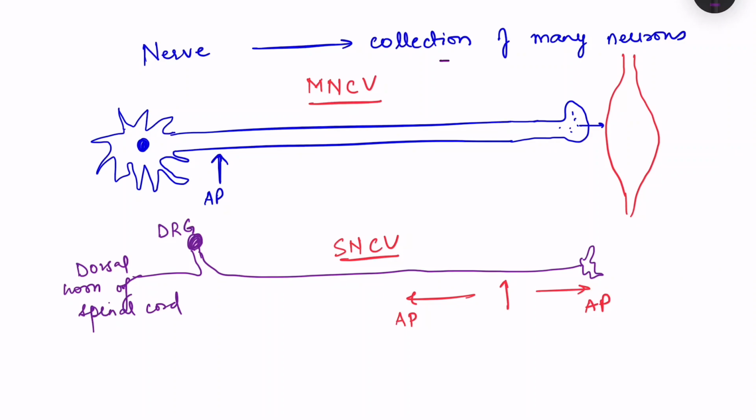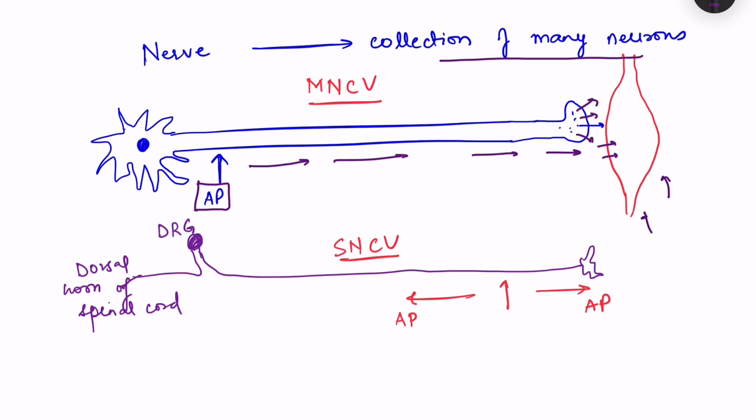A nerve is a collection of many neurons. So when an action potential is generated in a neuron, it travels along the length of the axon and reaches its terminal. Now, if the target organ for the nerve is a skeletal muscle, the neurotransmitters released from the nerve terminal act on the skeletal muscle. There is generation of action potential in the skeletal muscle fiber, and it ultimately leads to contraction. So this is fundamental for understanding the motor nerve conduction velocity and sensory nerve conduction velocity.